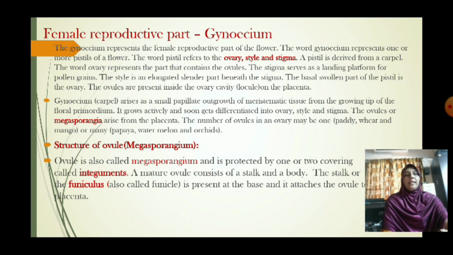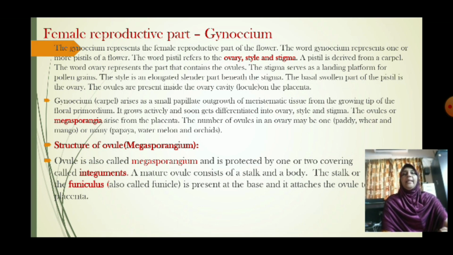The carpel arises as a small papillate outgrowth of a meristematic tissue from the growing tip of the floral primordium. It grows actively and soon gets differentiated into ovary, style and stigma. The ovules or megasporangia arise from the placenta. The number of ovules in an ovary may be one, as in paddy, wheat and mango, or many in the case of papaya, watermelon and orchids.